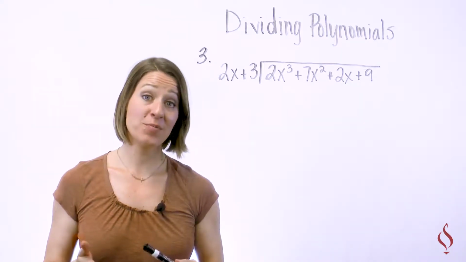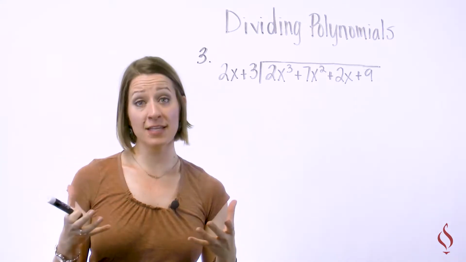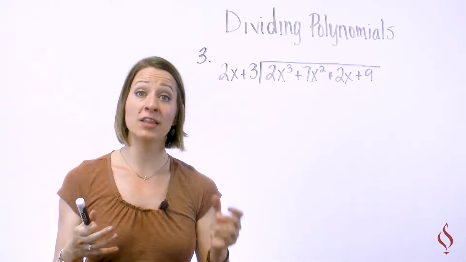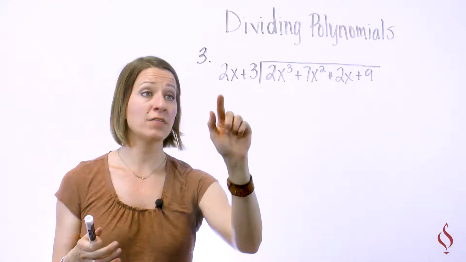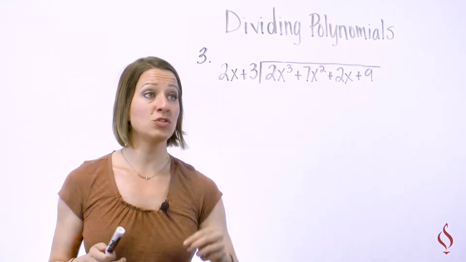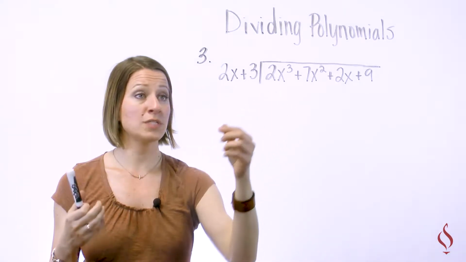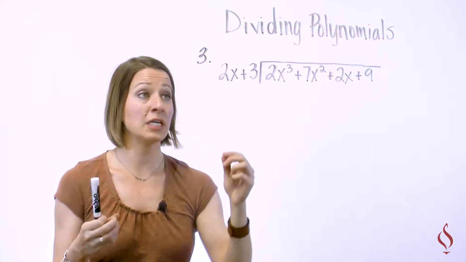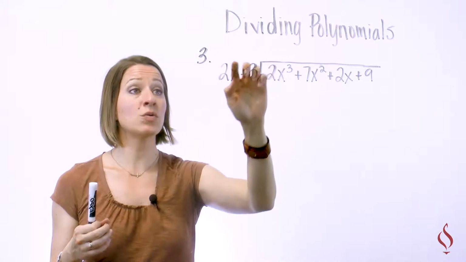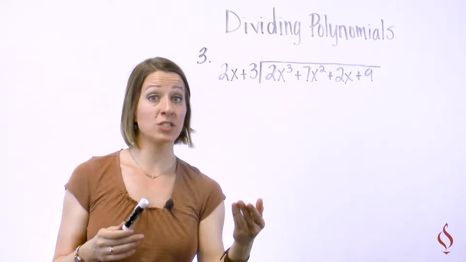All right, guys, let's try one more problem together. Okay, we are going to start this problem off exactly how we started off the previous problem, by just looking at the first term of each expression. So we're just going to look at the 2x and the 2x cubed. And I'm going to use those two terms, and I'm going to ask you the question, what number would we need here so that when we multiplied by 2x, we got 2x cubed?